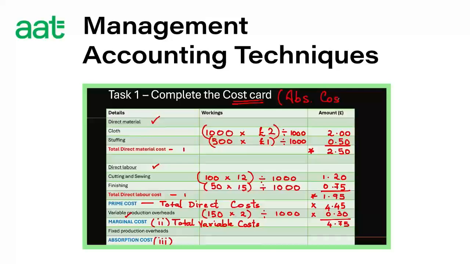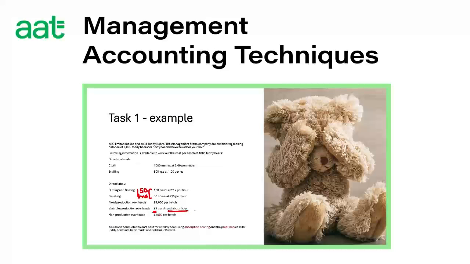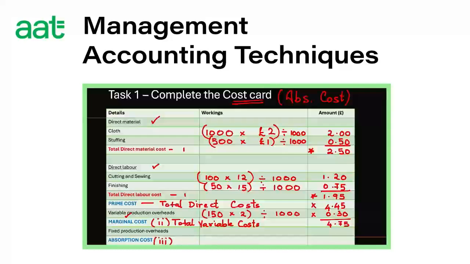Then, of course, because it's full cost, they asked us to use absorption costing, which means we don't stop at marginal cost. We go ahead and include the fixed overhead cost per unit as well. We were told that's 4,000 per batch. So we take the 4,000 and divide it by the number of units, 1,000, that gives us £4 per unit. If we add those two together, we get the absorption cost, the full cost, including the overhead cost per teddy bear.